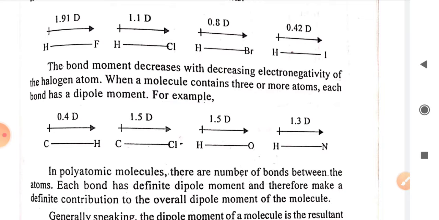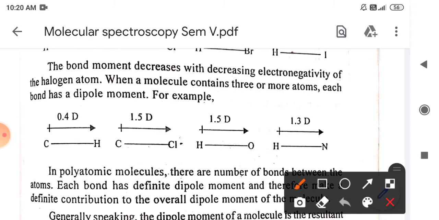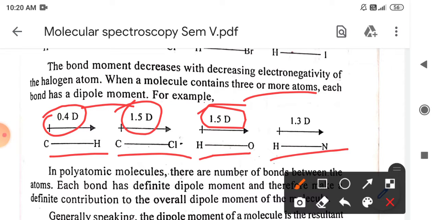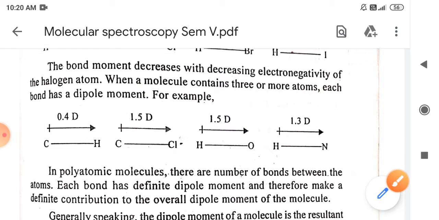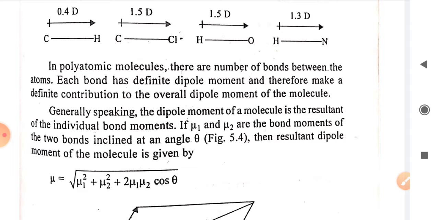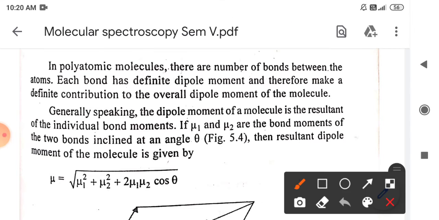Now the bond moment decreases with decreasing electronegativity of the halogen atom. When the molecule contains more than two atoms, that is three or more atoms, each bond has its own dipole moment. So if we have a C-H bond, it has a dipole moment of 0.4 Debye. A carbon-chlorine bond has a dipole moment of 1.5 Debye. A hydrogen-oxygen bond is again 1.5 Debye. A hydrogen-nitrogen bond is 1.3 Debye. So in polyatomic molecules there are a number of bonds between the atoms. Each bond has its own definite dipole moment, and therefore makes a definite contribution to the overall dipole moment of the molecule.